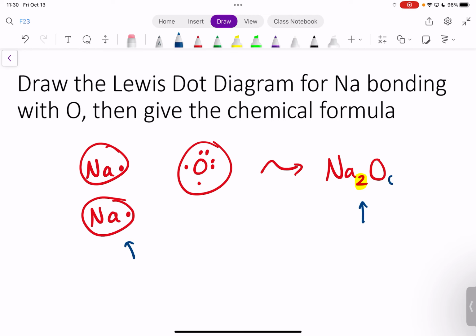And then there's no number here. Why? Because it's full. It's just 1 oxygen, right? There's two sodiums for 1 oxygen. This is the lowest ratio they have to bond in for those charges to cancel. Okay? Questions?